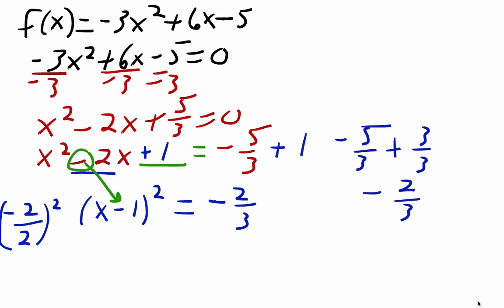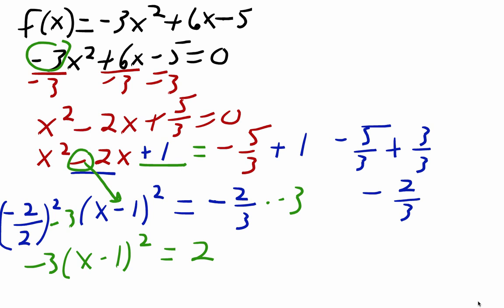And now we also have to bring down our negative 3, because that's what we factored out, so we have to put a negative 3 there. So we have negative 3 times x minus 1 squared, and we have to multiply this by negative 3 also, because we brought that down and we're multiplying that side. So I'd have equals 2. That 2 has to be brought over, so everything's all on one side. So we have negative 3 times x minus 1 squared minus 2 equals 0.